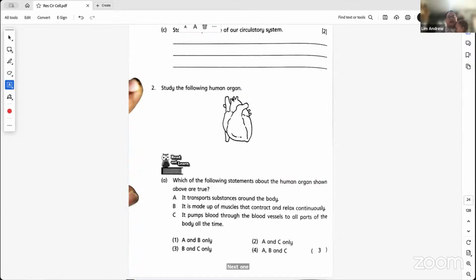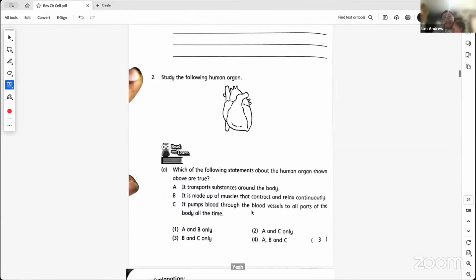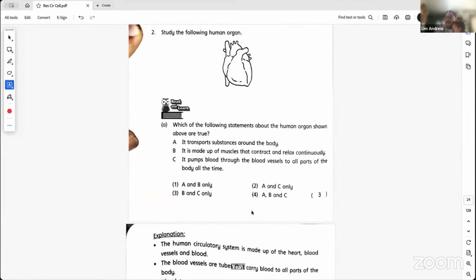So study the human organ. This picture is known as the heart. This heart is made out of muscle that contracts and relaxes continuously. When it contracts and relaxes, it's basically pumping. And it pumps blood through the blood vessels to all parts of the body all the time. You won't find the heart resting. If the heart stops beating, we'll all be dead. So our heart is a very hardworking organ that works day and night without fail. So please remember to take care of your heart, all right?